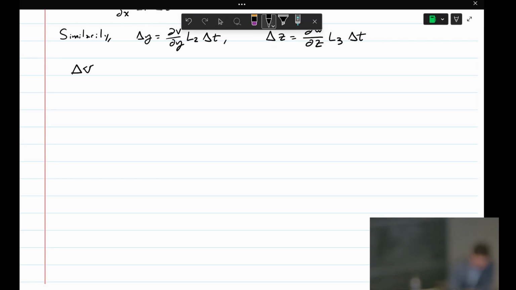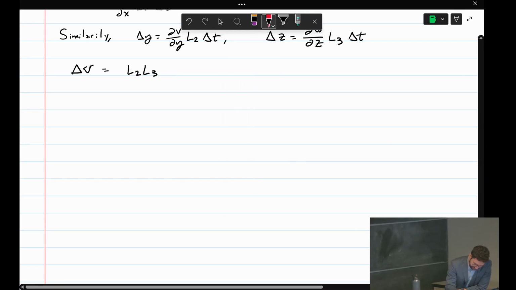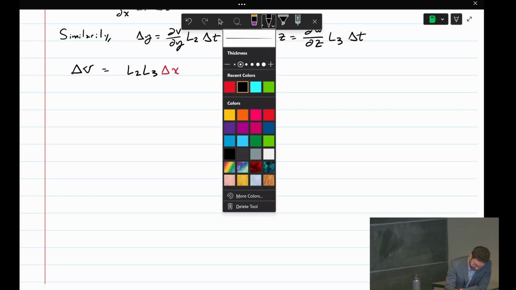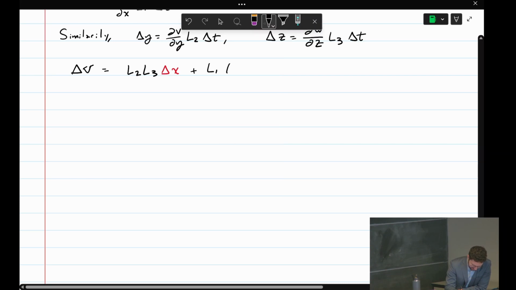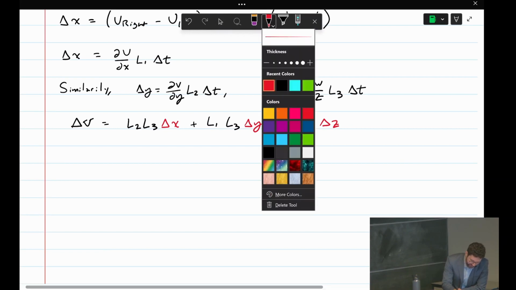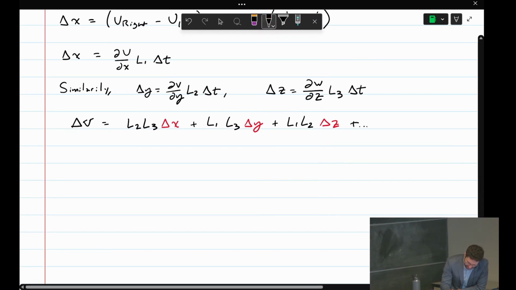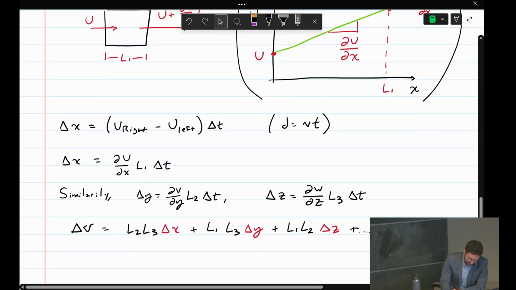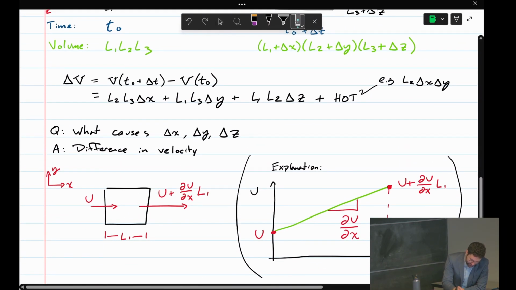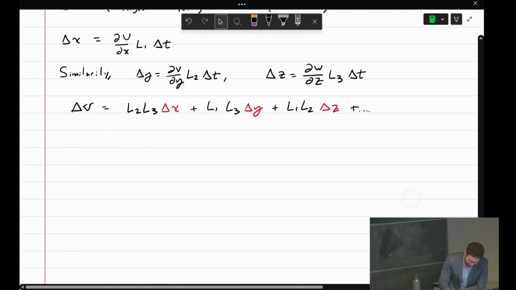Let's go back to that expression we have for the change in volume. L2, L3, delta x plus L1, L3, delta y plus L1, L2, delta z. This is just the expression we had above, plus dot dot dot, but we're not going to worry about the dot dot dot. This expression for delta v is just the same expression I had up here.